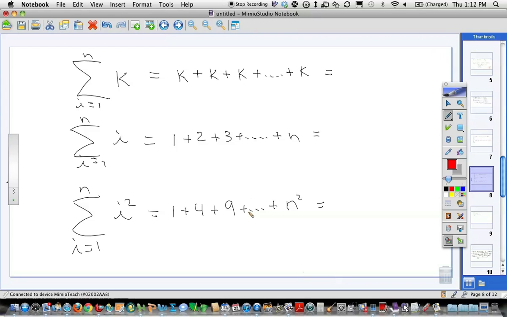At the bottom of page 357, they give us 3 properties of sigmas. You do not have to memorize these. These will be given to you on the quiz, okay? And so you can use them from the book in your homework, and you will need them in your homework.